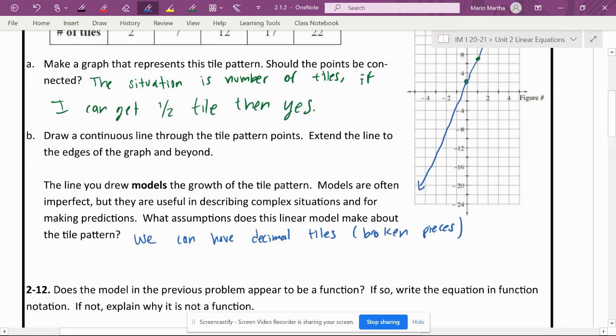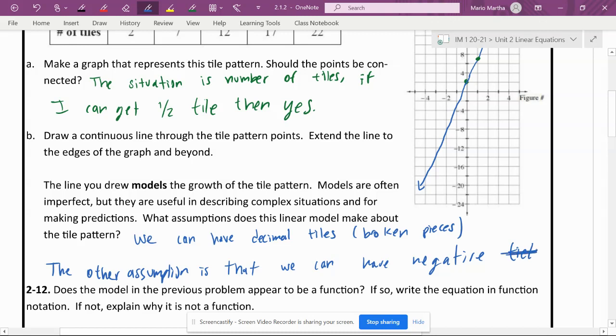And then the other assumption we can make here is that we can go to the negative side of the figures, right? We can have negative tiles. So the other assumption is that we can have negative tiles.